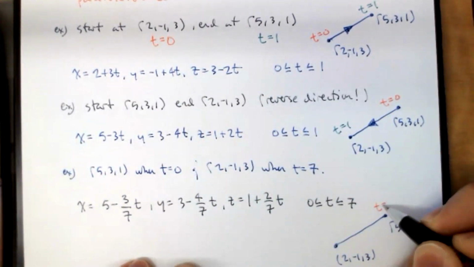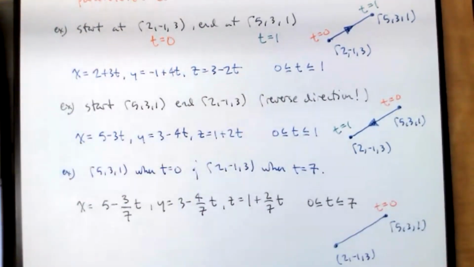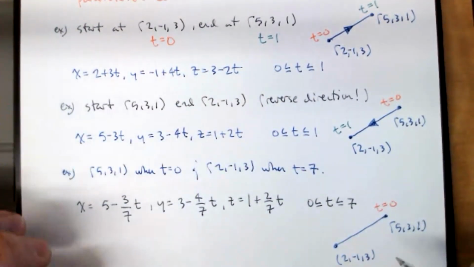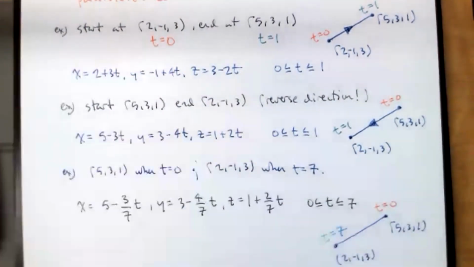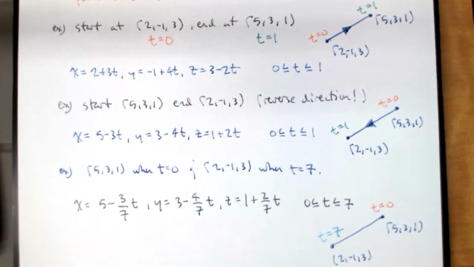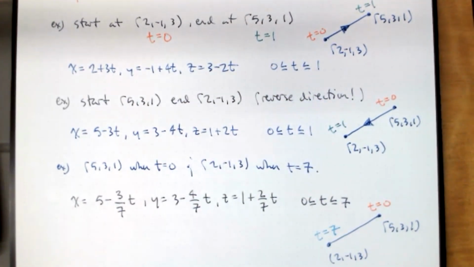Now, instead of starting off when t is equal to 0 at 5, 3, 1, and then getting to 2, negative 1, 3 in 1 unit, now it takes 7 units. And we are playing the same rise over run game that we were playing before. How much is each of the X, Y, and Z changing? We're just looking at delta X over delta t, delta Y over delta t, and delta Z over delta t.